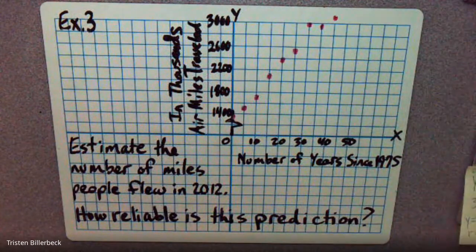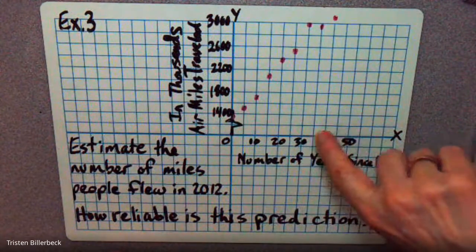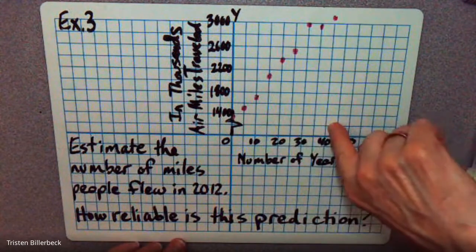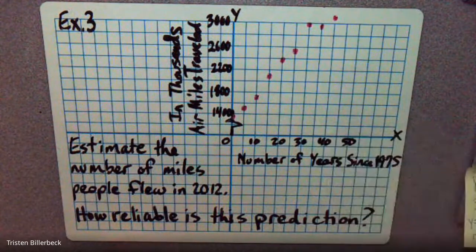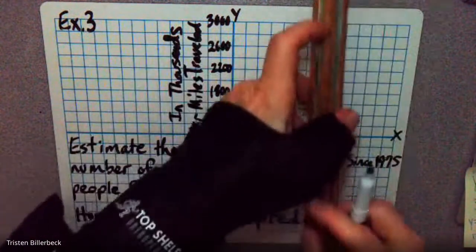So we want to estimate the number of miles people flew in 2012. Well, let's see what we can do there. So we have to figure out, what is 2012? Remember we were at 85, 95, 105, 2015. So 2012 is right about there. So if we go put a little line here.